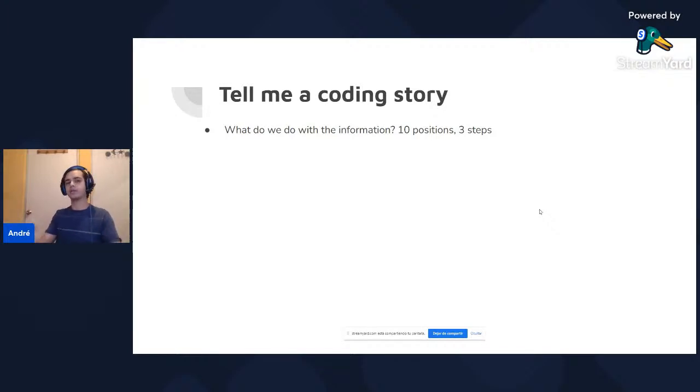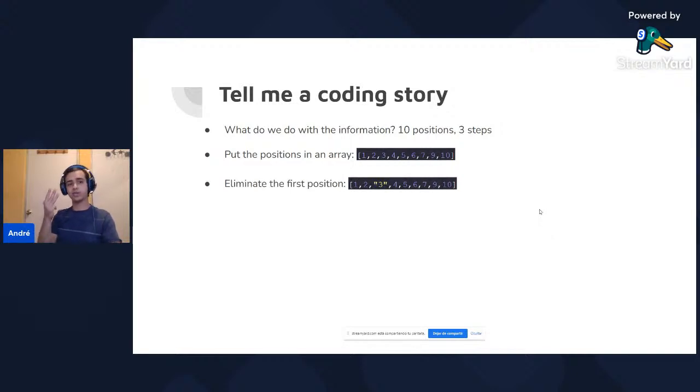So then we can write our algorithm. First of all, what do we do with our 10 positions? Well, we can put them in an array. Simple, an array that will go position 1, 2, 3, 4, 5 until the last position, in this case, 10. And what do we need to do next? We need to eliminate the first number. We know that we need to take 3 steps, so in this case, we know that it's 3. So our next step would be to eliminate this element from our array.